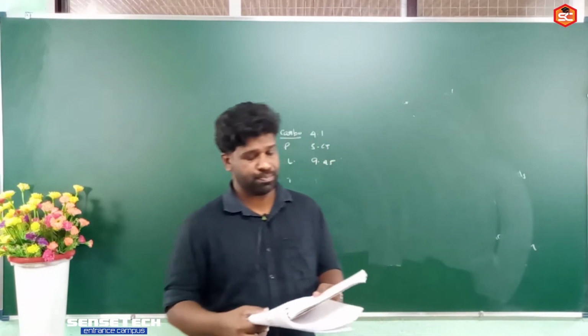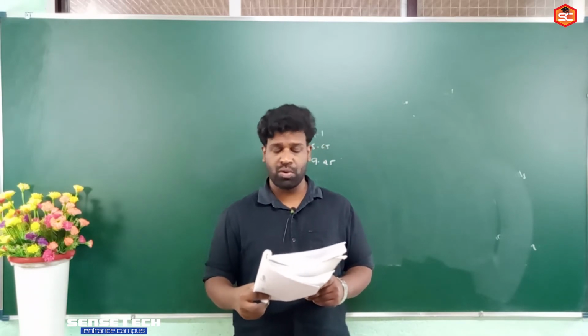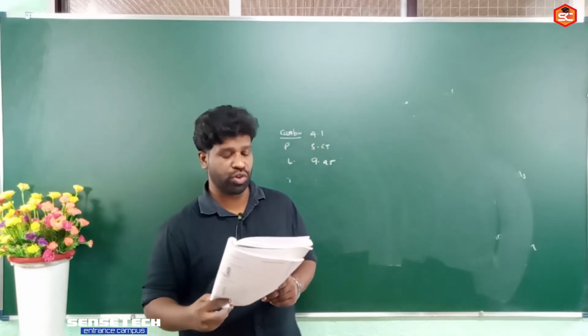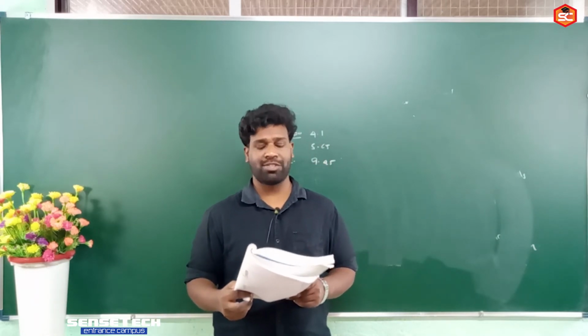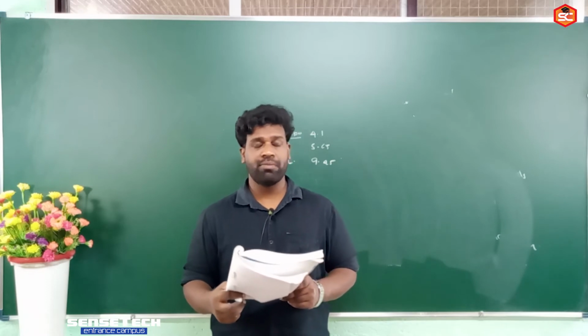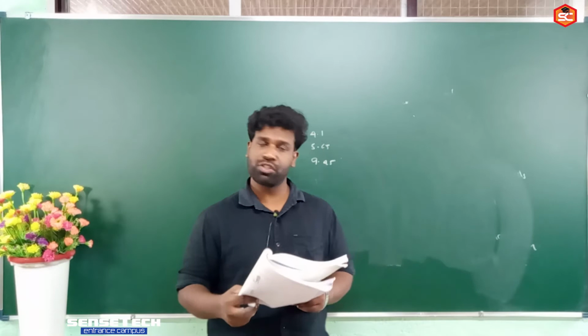So here the answer: carbohydrate gross calorific value, true. Physiological fuel value of carbohydrate is 4 kilocalorie. Proteins gross calorific value is 5.65. Then fat physiological fuel value is 9 kilocalorie. So the answer will be option 3.